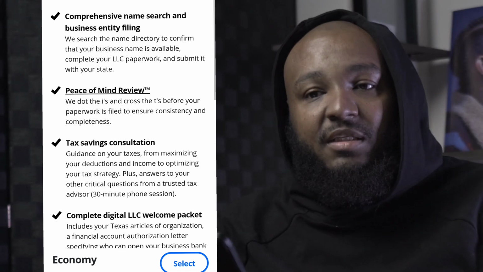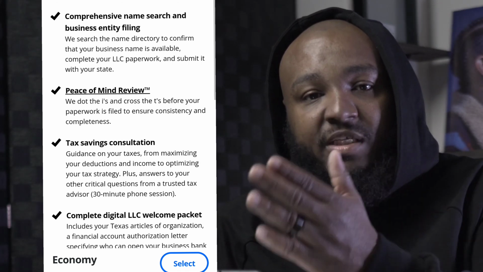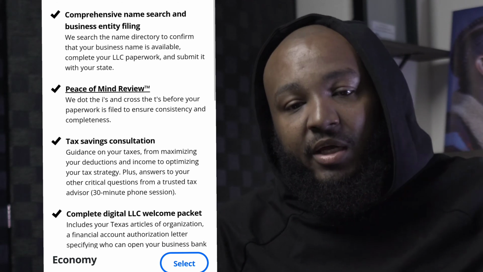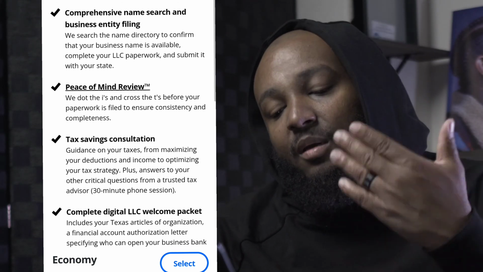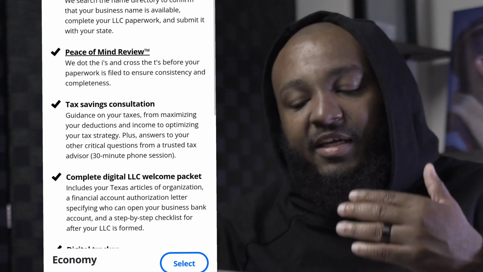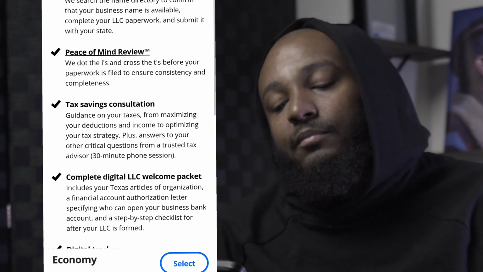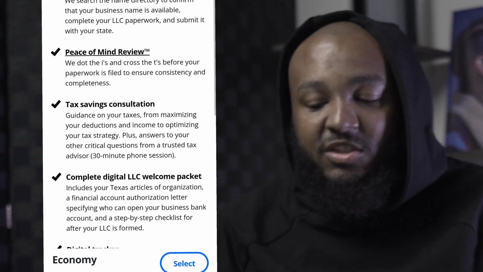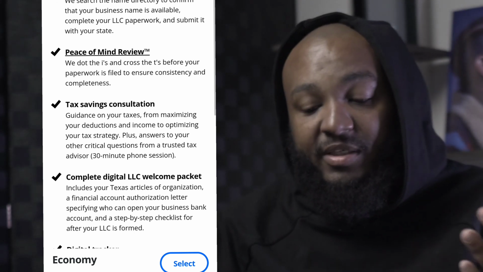And this is basically them saying that we are going to send all of your paperwork off to the Secretary of State. Peace of mind review basically means they're going to go through this entire thing and make sure all your paperwork is right. Tax savings consultation, which is a 30-minute phone call with a tax consultant.